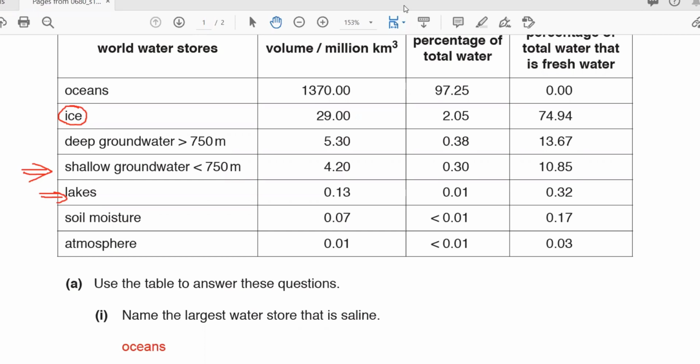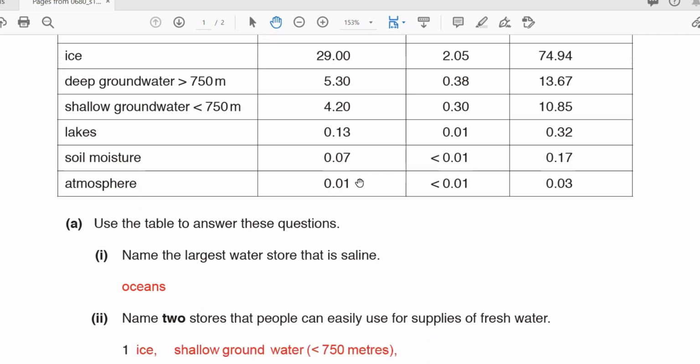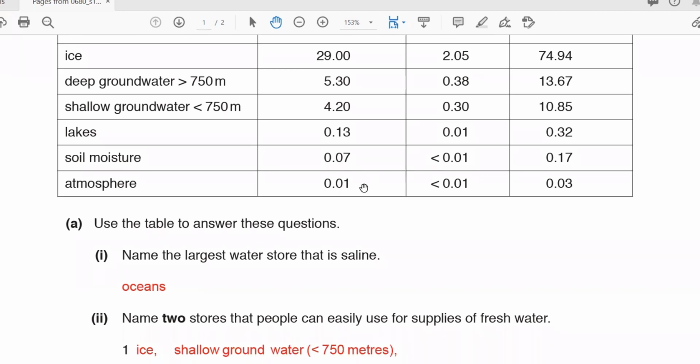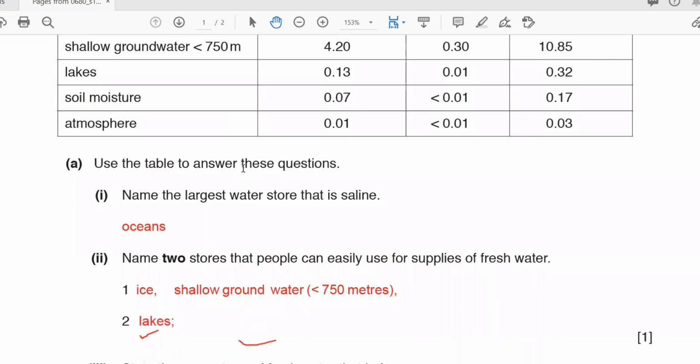Okay, but people are using ice water also. But when we're talking about choosing the best, then these two. So here you have ice, shallow groundwater, and lakes. In countries where you have the ice, they can have this type of thing. That is also right. So they have written here ice, shallow groundwater, and lakes. Okay, next.